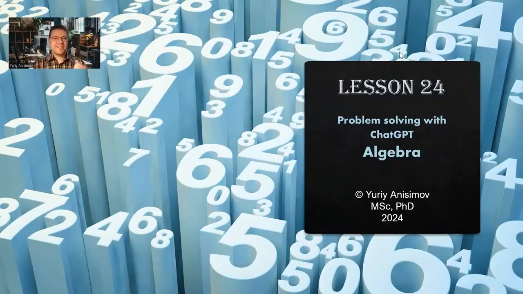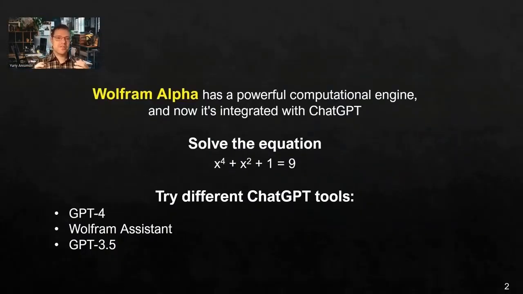So let's get started. Now we are gonna solve the equation you see on the screen. We will try different ChatGPT tools and compare their performance. So we'll use ChatGPT-4, Wolfram Assistant, and finally the 3.5 model, why not? Just to see how each of these models performs.